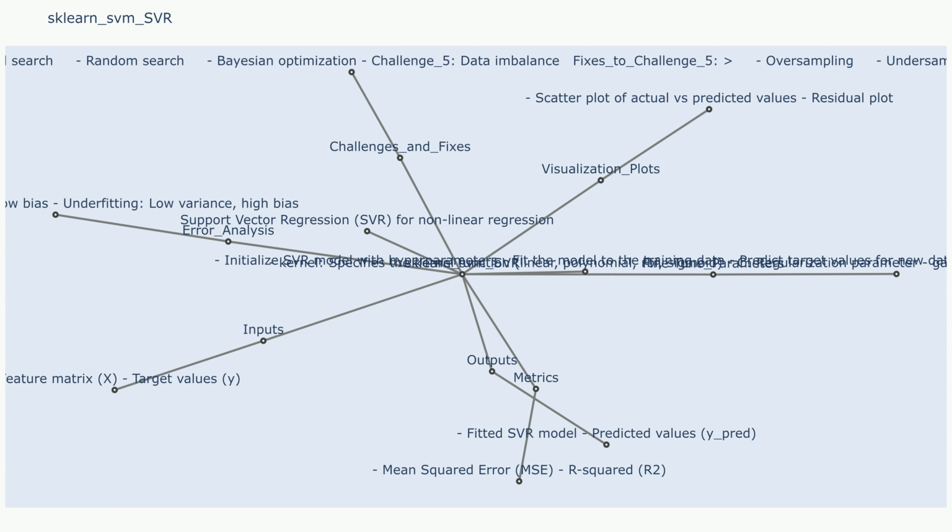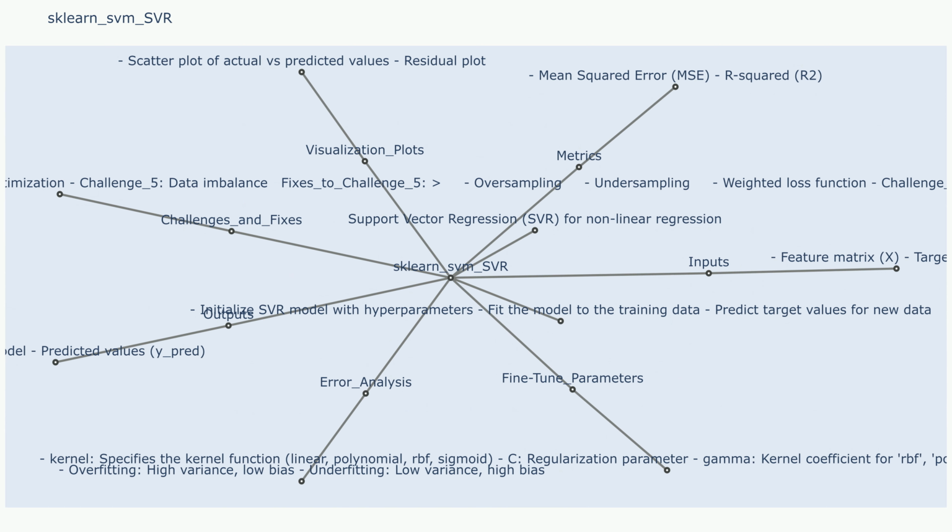Challenge 2: underfitting. Sample use case that resulted in challenge 2: using a linear kernel or a very low C value might result in underfitting, where the model fails to capture the underlying patterns in the data. Fixes to challenge 2: try a nonlinear kernel function, increase the C value, or consider adding more features to the dataset.